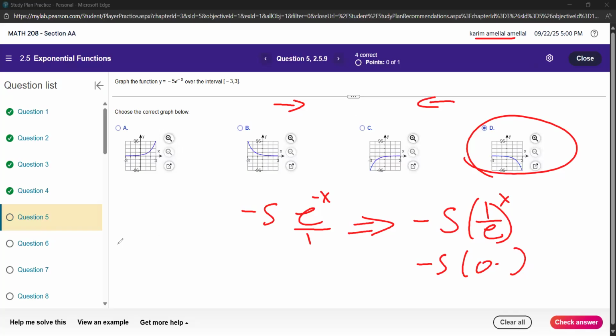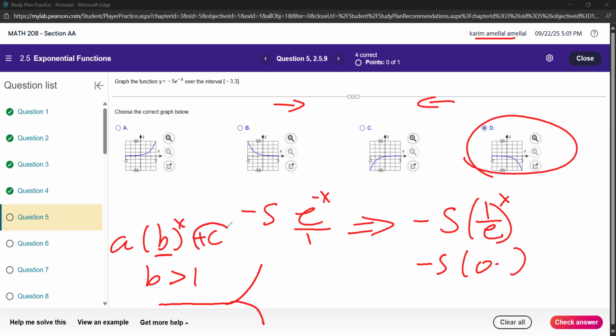So the first thing: when the function is written as a times b power x plus c, an exponential function, we have to check b first. If b is greater than 1, then we will have a horizontal asymptote, and it comes from the left, and then it tends to go up or go down according to c. This is our horizontal asymptote.